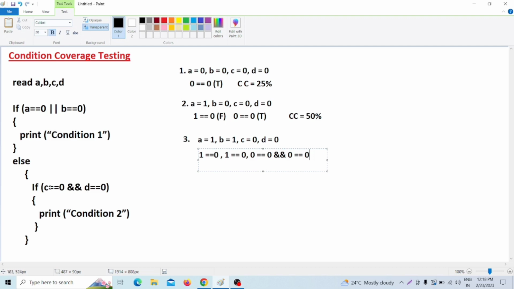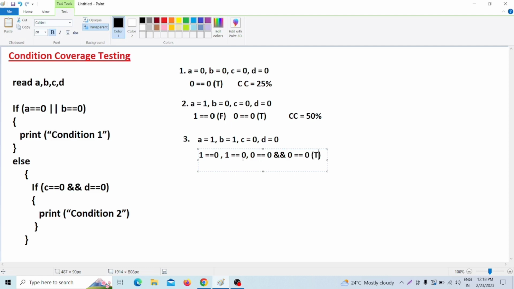Okay, if anyone becomes false, then the whole answer will be false. This is the funda of the AND operator. So now here C equals 0, that means 0 equals 0, and for the AND operator we have to check both. Then D equals 0, yes, 0 equals 0, that means for both values we are getting true.